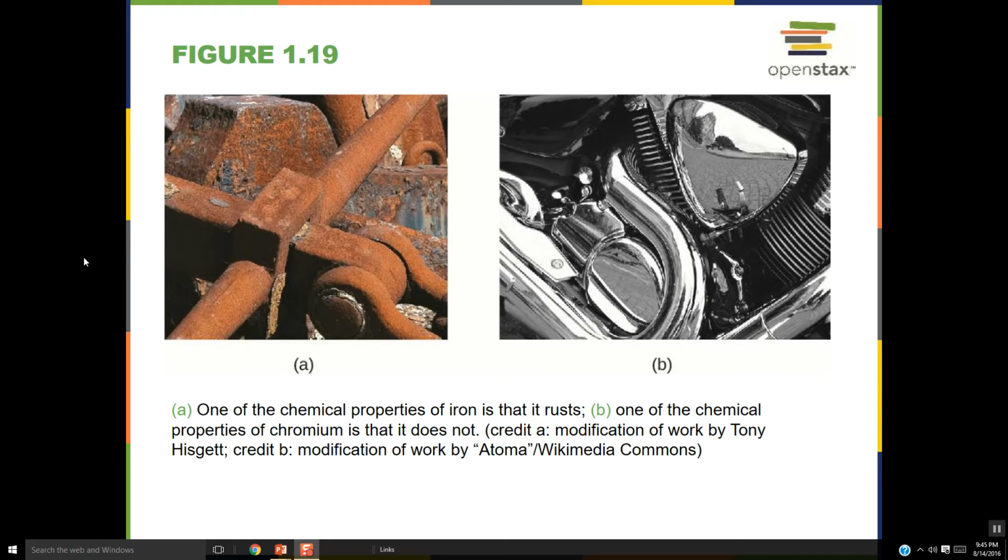Okay, on this slide we're going to take a look at chemical properties. And a chemical property is the change of one type of matter into another type, or its inability to change. For instance, here, if you look on the left side, you've got some rust, and you know if you leave iron outside exposed to the air that it's going to react with oxygen and moisture and form rust.